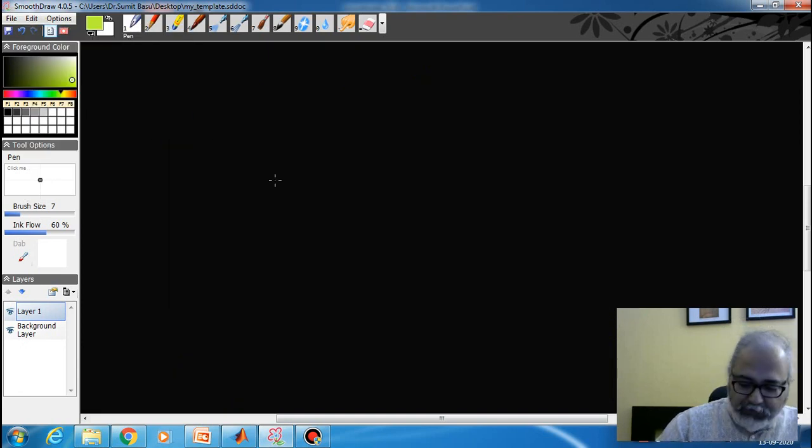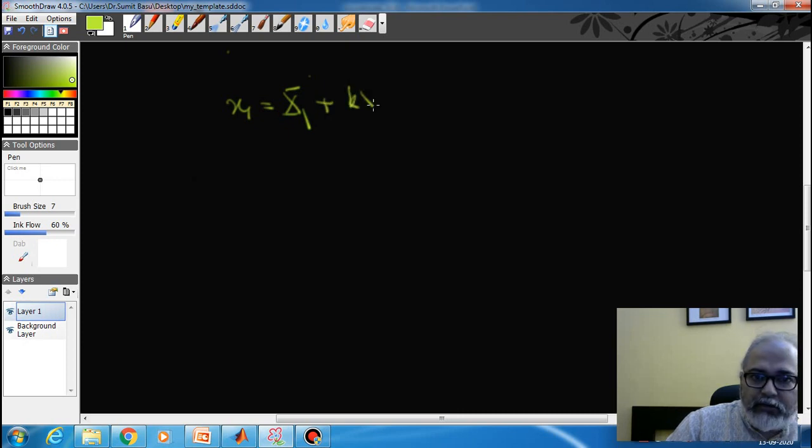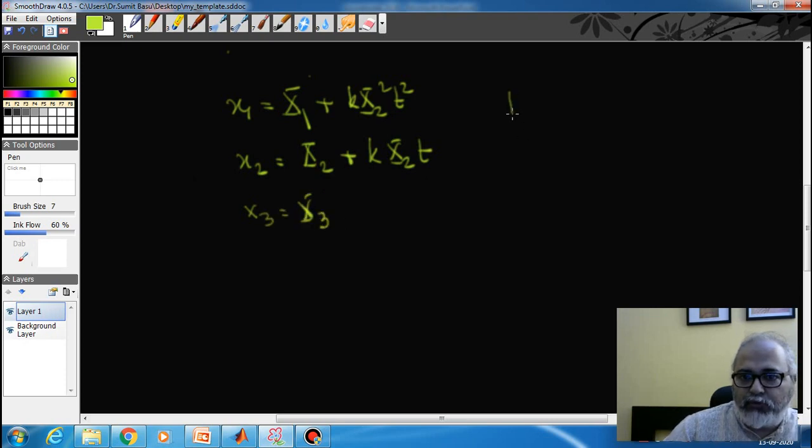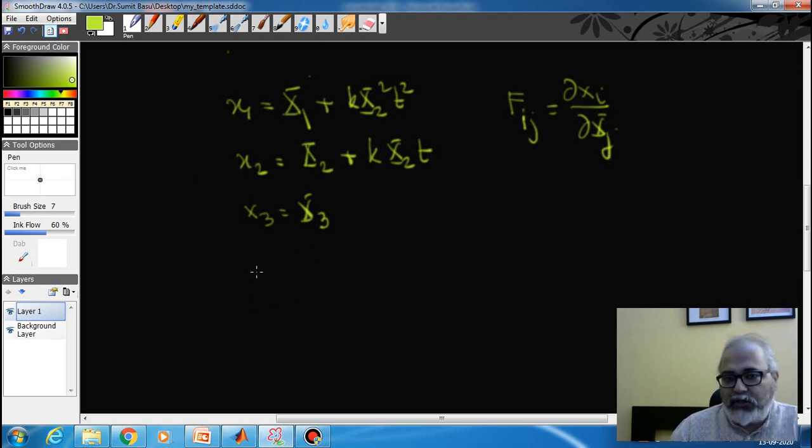I have the motion, which is small x1 equal to capital X1 plus k capital X2 square t square. Small x2 is equal to capital X2 plus k capital X2 times t, and small x3 is equal to capital X3. I should remember that Fij is del small xi del capital Xj. You can do it in the dyadic way, or you can write its components as a matrix in the Cartesian system.